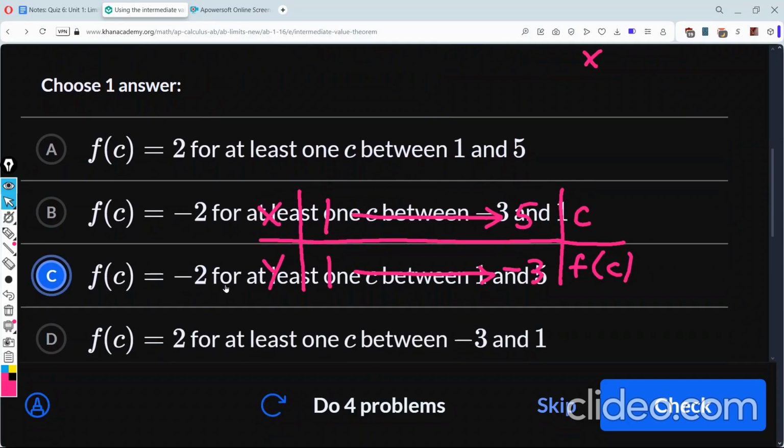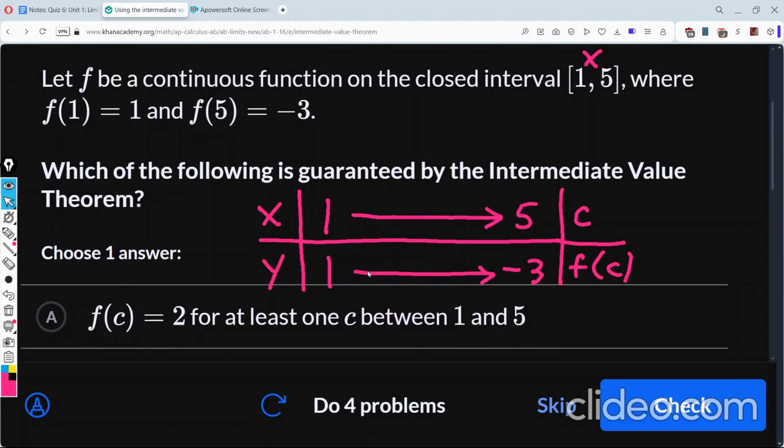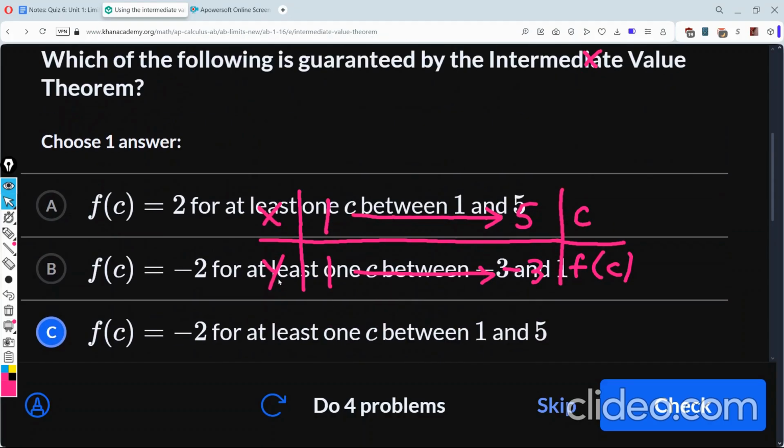You want to double check, answer D. F of c equals 2. 2 does not fall within the range of 1 and negative 3. Remember, y is f of c. So answer C is the only one.